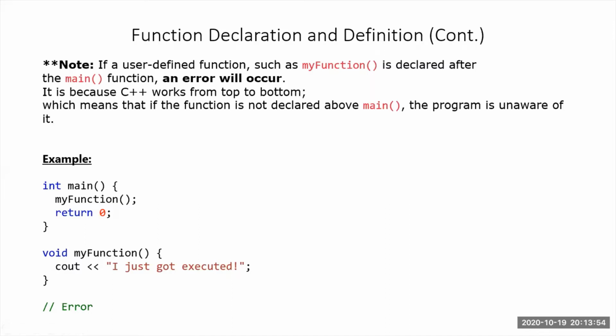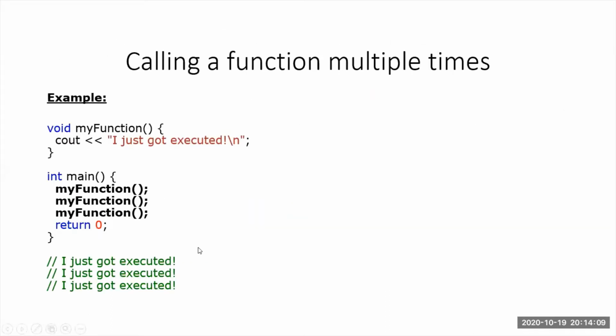if a user defined function, such as the one given in the previous examples, my function, is declared after the main function, an error will occur. Okay, this is because C++ works from top to bottom. So for example, in the previous examples here, you notice that we defined my function on top of int main, right? Now, it makes sense that of course you have to define it before the int main so you can call it, right? There are other programming languages that allow you to define functions under the main, and main still recognizes them. But in C++, that's not the case, okay? So that is a slight difference between other programming languages and C++.